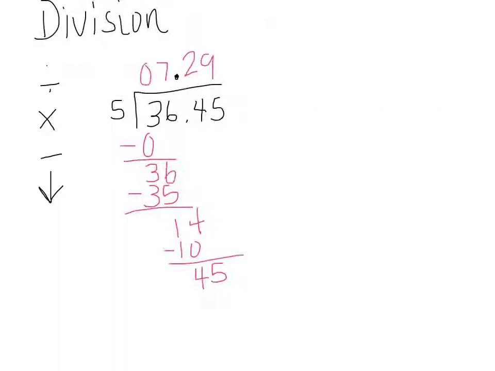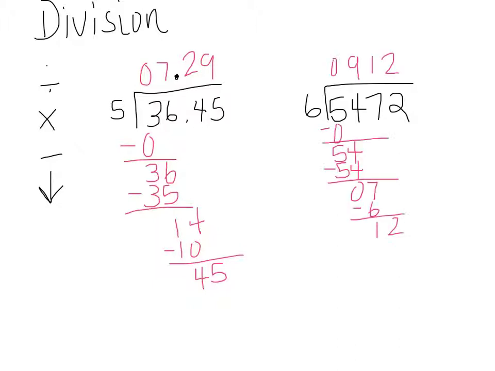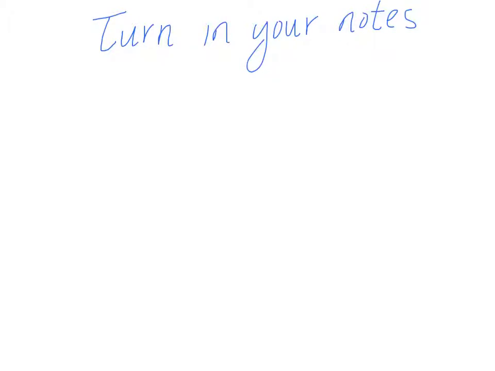Now let's go ahead and let you try a problem. We will have you divide 5,472 by 6. Go ahead and start, pause your video, and when you hit play again, your answer will appear. The quotient is 912.